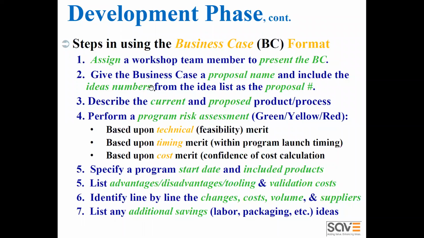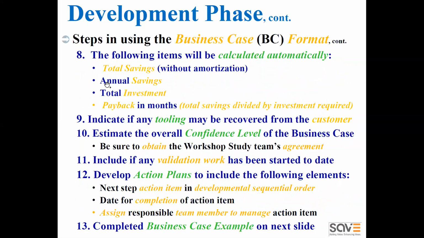We will also present the names of the presenters and who the team members will be, and we'll also put the start date and when the product will be getting started, advantages, disadvantages, tooling and validation costs. All this will be covered. We also put the volumes, suppliers, and in case of any change, any cost involved. We also list any other additional savings like packaging or labor. We include the total savings, annual savings, investment, payback period. All this will be covered in the business case or the T chart.